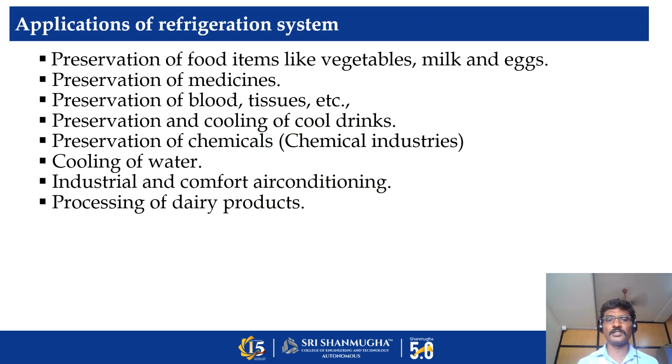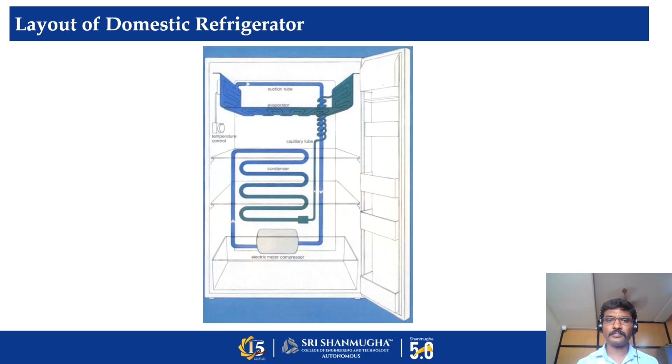Application of refrigeration system: preservation of food items like vegetables, milk and eggs, preservation of medicines, preservation of blood tissues, etc., preservation and cooling of cool drinks, preservation of chemicals, cooling of water, industrial and comfort air conditioning, processing of dairy products. So this is the skeleton of the domestic refrigerator.